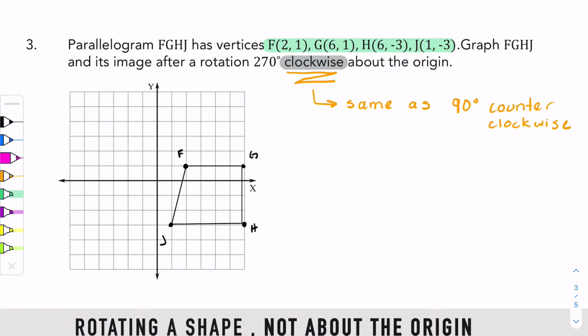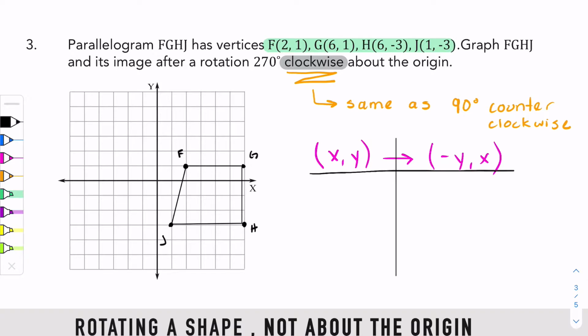I'm going to make a table for my rotation, which says that I have x, y mapping onto negative y, x. I'm going to apply that transformation to each one of these points, and I'm going to graph the image. So starting with point F at 2, 1. The transformation rule says that I'm making the y coordinate negative, and then I switch the x and y location. So F prime is going to be located at negative 1, 2.